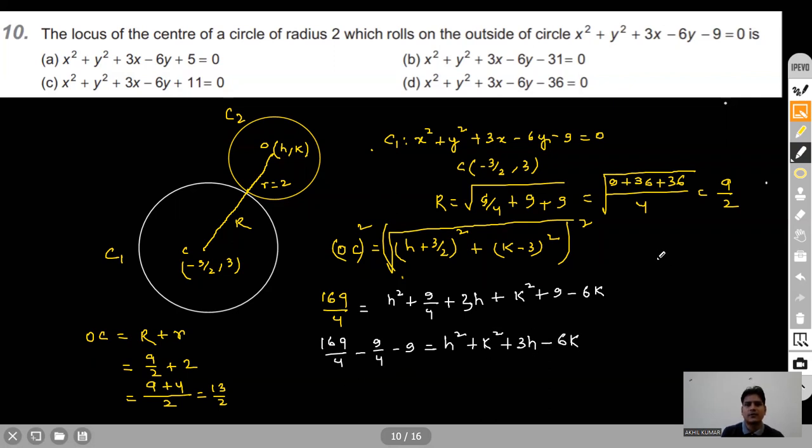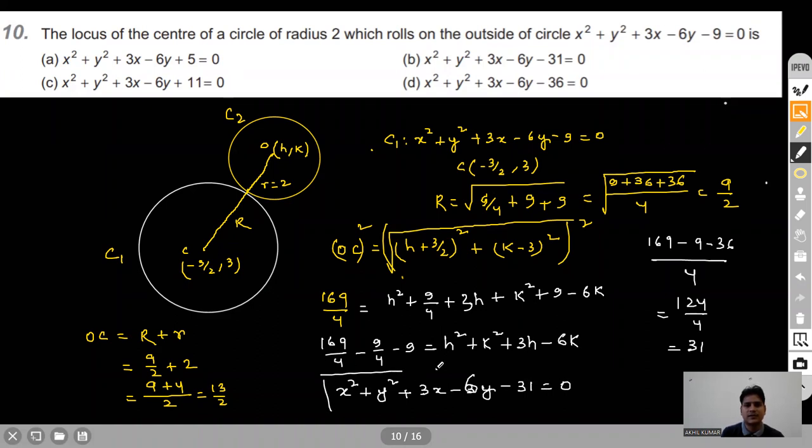Okay, solving this, what we get? This 169 minus 9 minus 36. So it will be 124 by 4, right? So it can further be written as 31. So it will become 31, this whole term. And I'm replacing h and k by x and y. So we can finally write the equation of the circle as x square plus y square plus 3x minus 6y minus 31 is equal to 0.